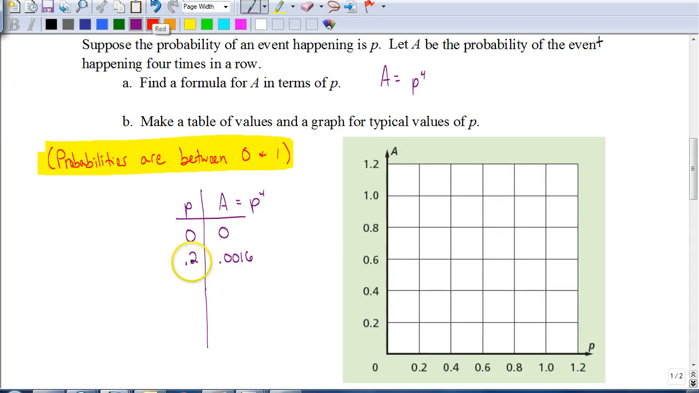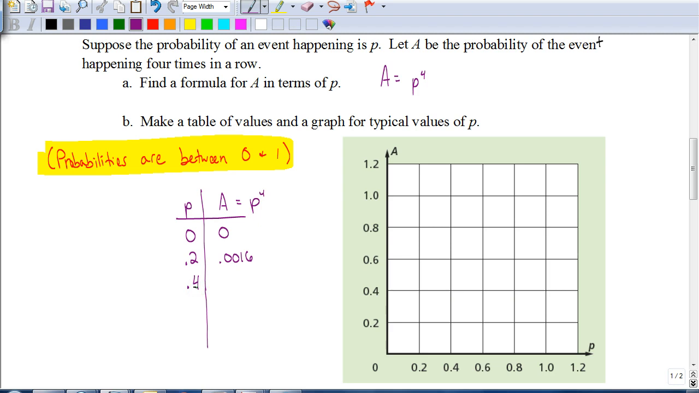So what that means is, if I have an event where the probability of that event happening just once is 20%, the probability of it happening four times in a row is going to be 0.0016, which as a percent is 0.16%. So not very likely. Let's say we increase our probability to 40%.